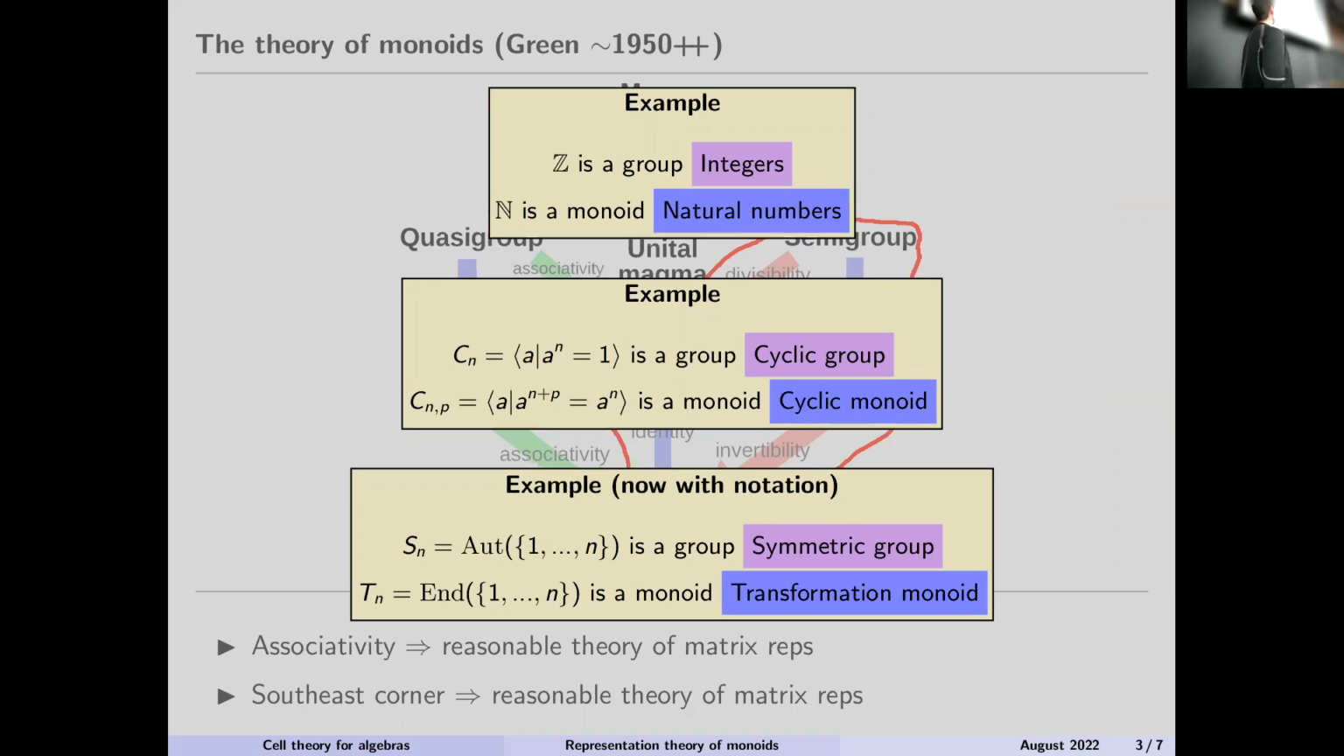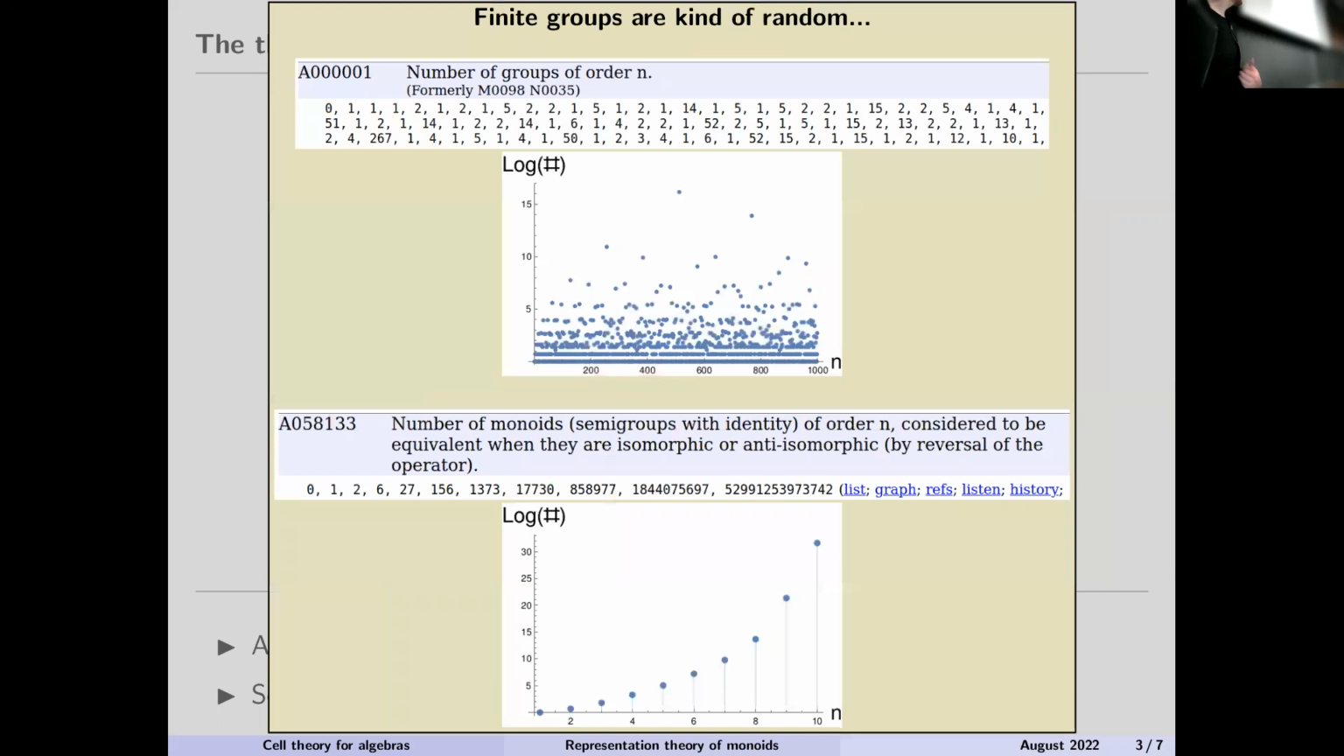What is another good example of a finite group? Well, we already have it, the symmetric group, and the corresponding monoid is the transformation monoid on 1 to n. A fun fact about monoids: I went to the Online Encyclopedia of Integer Sequences, and the first entry is the number of groups with given order. If you plot that, you'll see that it is completely random. The number of groups is one of those random functions where you really can't say much about it. It looks like a starry night or something. And if you look at the number of monoids, not much is known, but there's a very clear pattern.